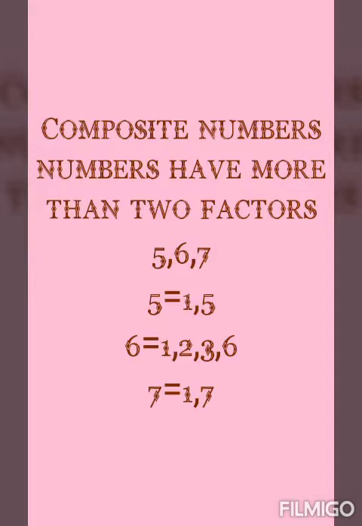And composite numbers: the numbers that have more than 2 factors are known as composite numbers. For example, here we have 5, 6 and 7. 5 has only 2 factors, so it is a prime number, but 6 has 4 factors. So 6 is a composite number, but again 7 has 2 factors, so with 2 factors the number is prime.